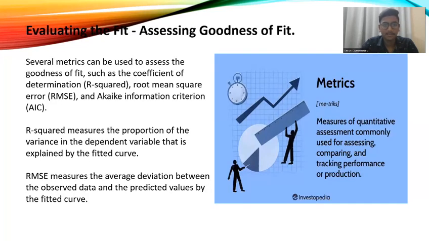Evaluating the fit, assessing goodness of fit. Several metrics can be used to assess the goodness of fit, such as the coefficient of determination R squared, root mean square error, and Akaike information criterion. R squared measures the proportion of the variance in the dependent variable that is explained by the fitted curve. RMSE measures the average deviation between the observed data and the predicted values by the fitted curve.